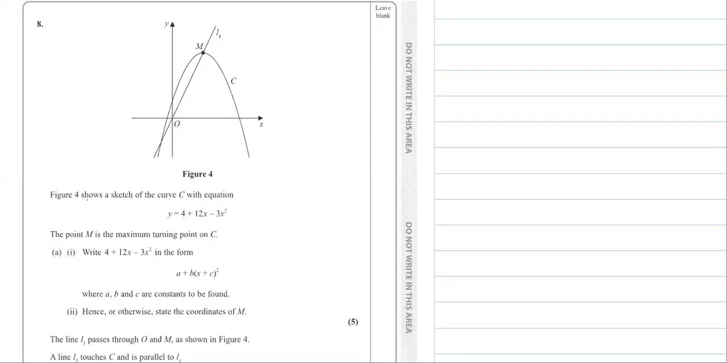Number 8, figure 4 shows a sketch of the curve C with the equation. This is the curve C and its equation is given as 4 plus 12x minus 3x squared. The point M is the maximum turning point.